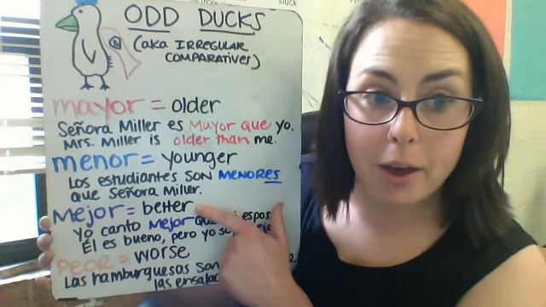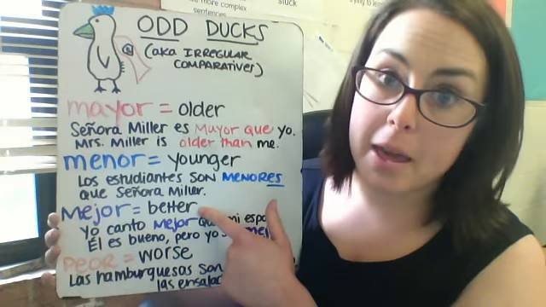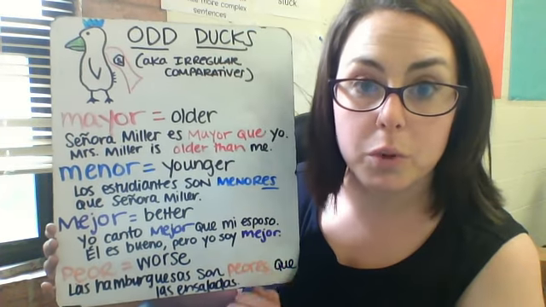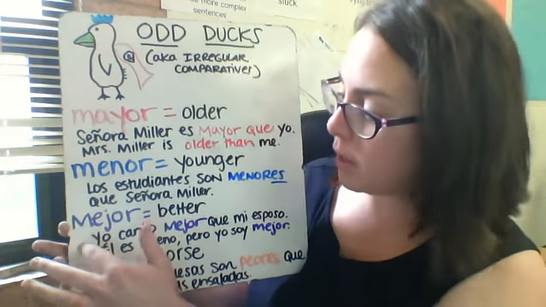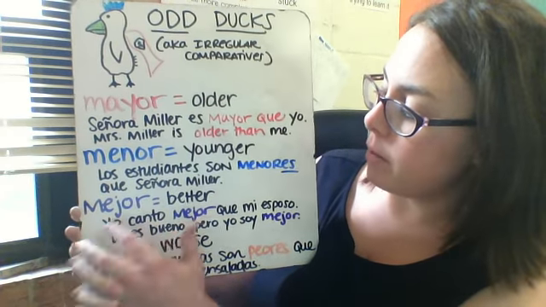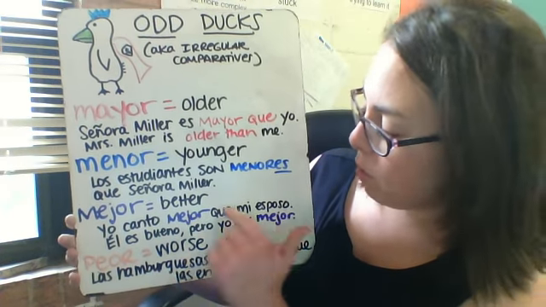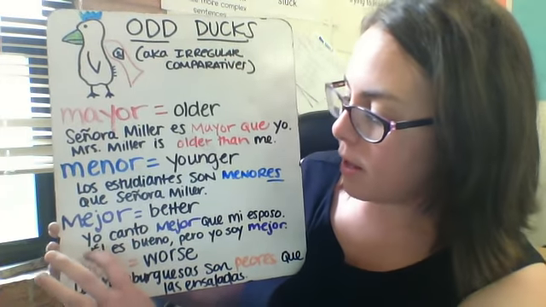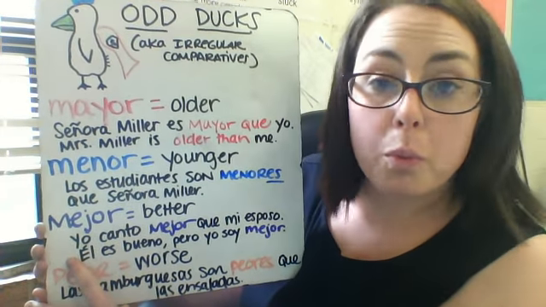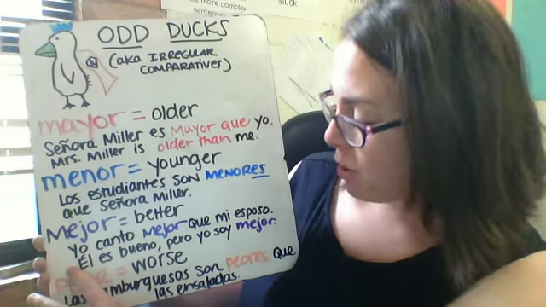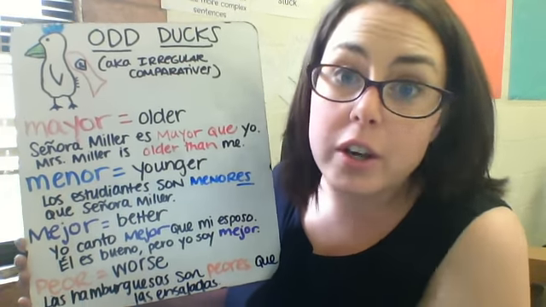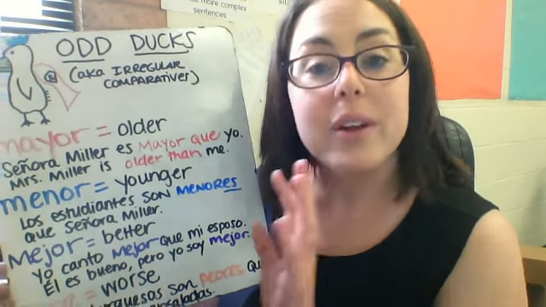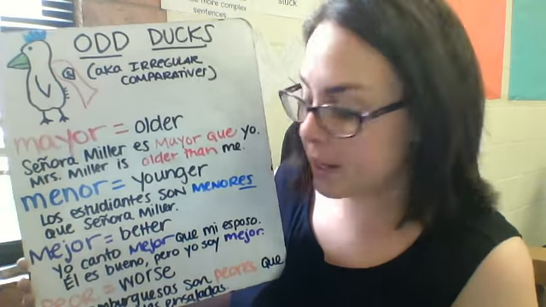The next one, mejor, means better, and that would be mejores. And then peor is worse, which would be peores. Okay, so for mejor, for better, yo canto mejor que mi esposo. I sing better than my husband. And then my next sentence, I tried to use one where I didn't use que. Él es bueno, pero yo soy mejor. He's good, but I'm better. Okay, so that's an example where we're not using que.